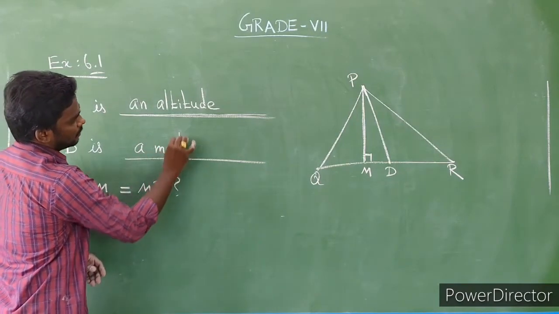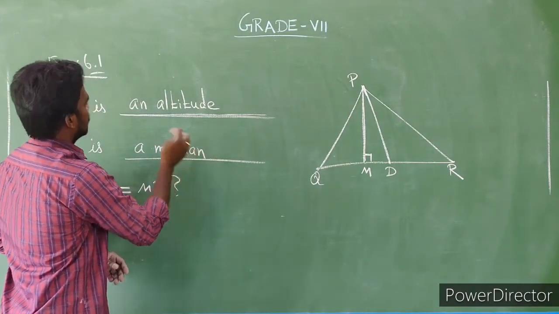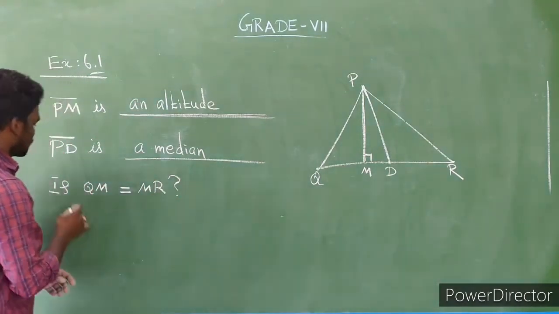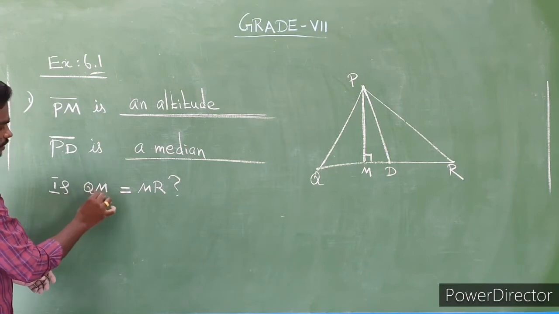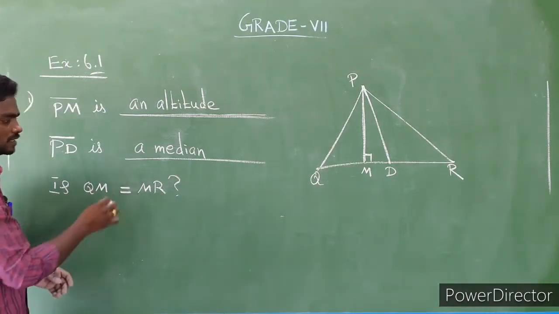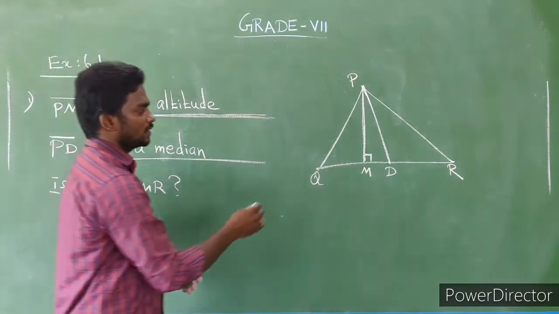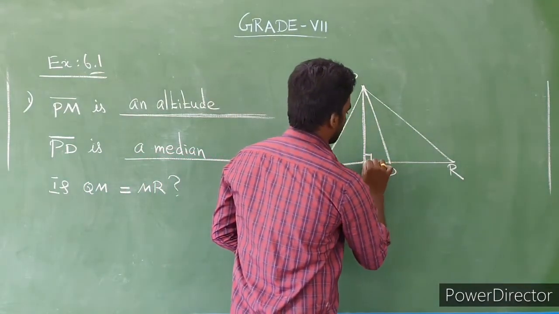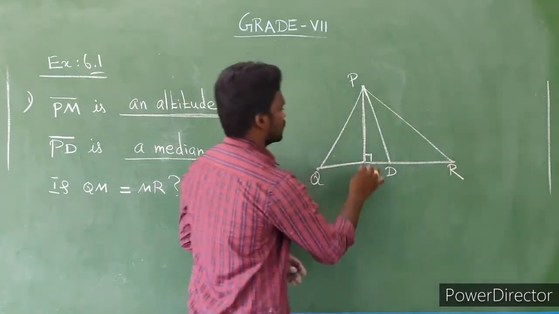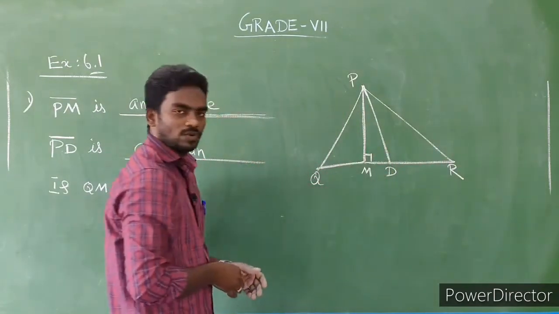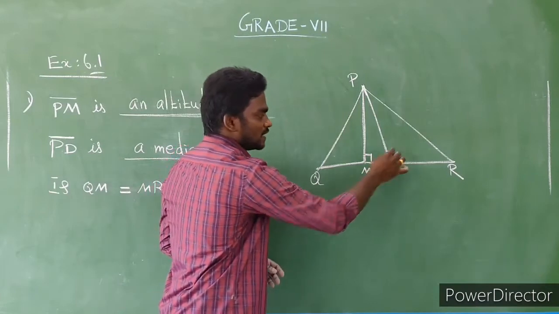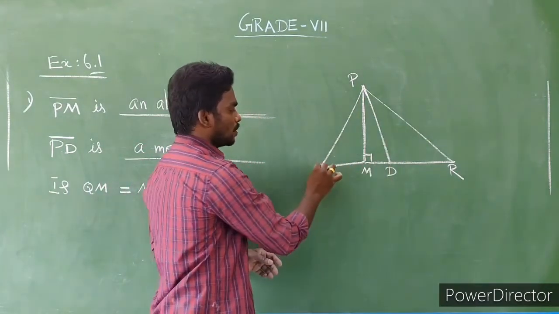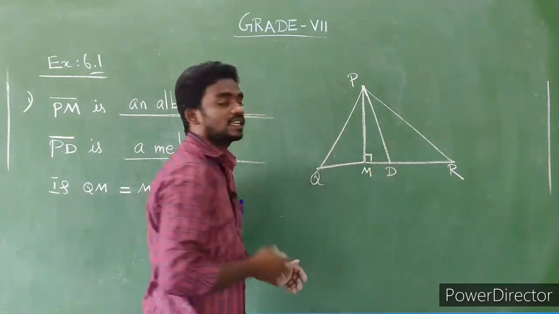PD is a median. So, here PM is an altitude, PD is a median. Next, the third question: is QM equal to MR? Here, QM is the line segment and MR is the distance from M to R. These two line segments are not equal in measure, because D is the midpoint of the side QR. So, QD is equal to DR is the correct statement.